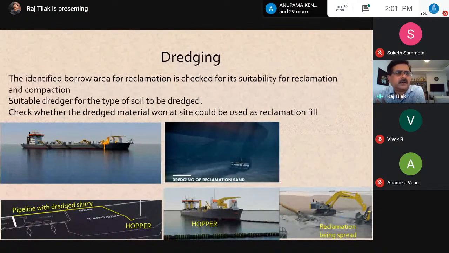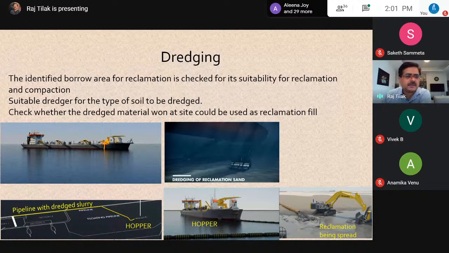Something on dredging. You knew that we had to dredge this. The first question that comes to your mind, which people will ask, is: can we use this material which you are dredging in the reclamation? Is it good or is it bad? Or do we need to throw it away? If it needs to be thrown away, where to throw it away? Can it not be utilized?